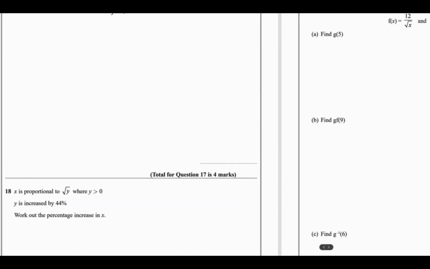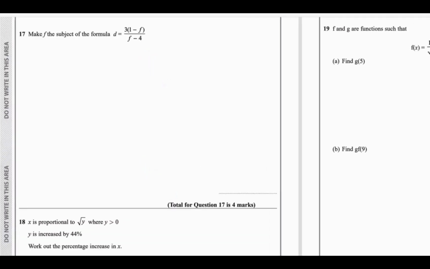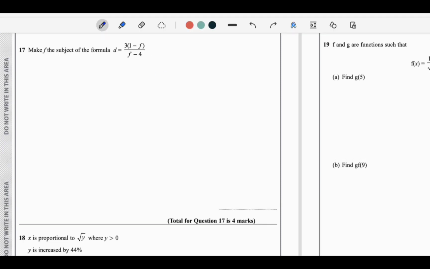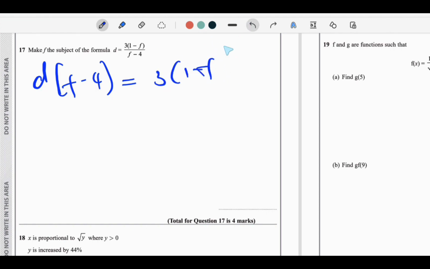Next question. Let's see. Make f the subject of the formula. d equals 3(1 minus f) over (f minus 4). Okay, we want to start by multiplying d by f minus 4. So I'll put that in brackets, equal to 3 into 1 minus f. Then I expand the brackets on both sides. This will be df minus 4d equal to 3 minus 3f.